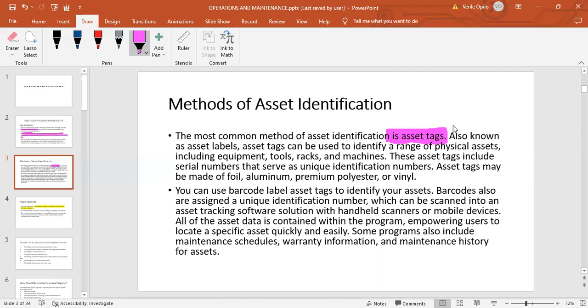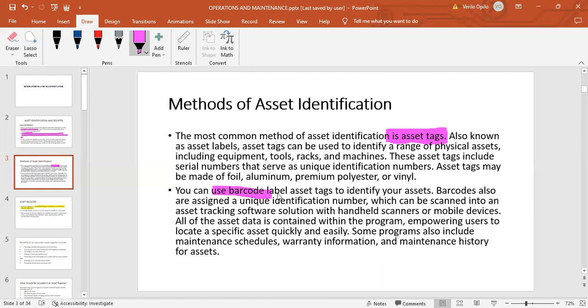And these asset tags could be manufactured out of any material. It could either be plastic, it could be aluminum, it could be foil, it could be vinyl, it could be premium polyester, any material, so long as you can be able to print or write an identification number for each asset that the company has.